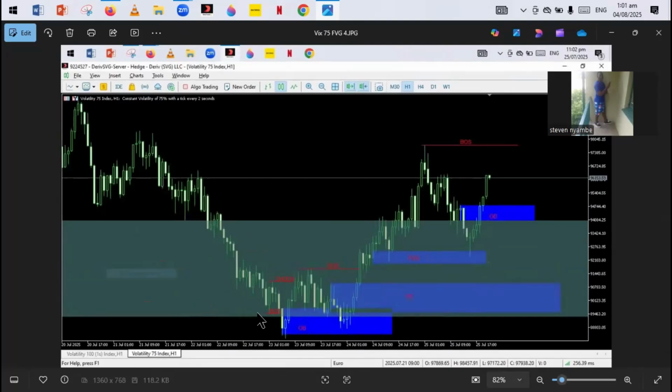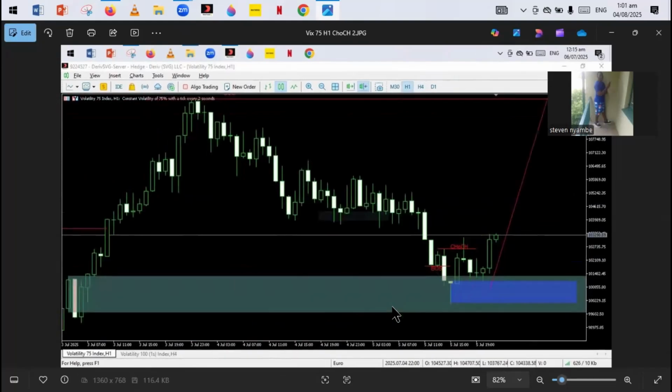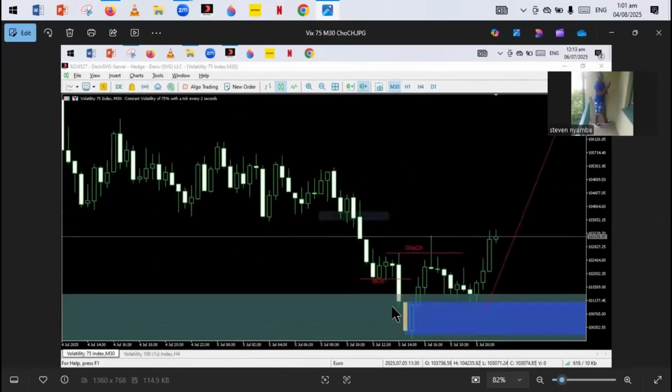So this change of character, price came back to mitigate the order block. And then we had the break of structure. Price did not come back off the order block. However, it reacted off the FVG and then started to push up again. So this one, price broke structure and then it will always come back to tap into the order block, which caused this break of structure. So that's it. That's how you can tell when price is reversing.